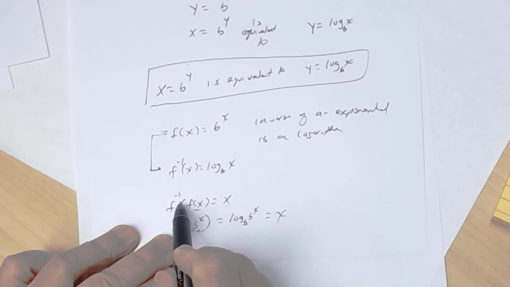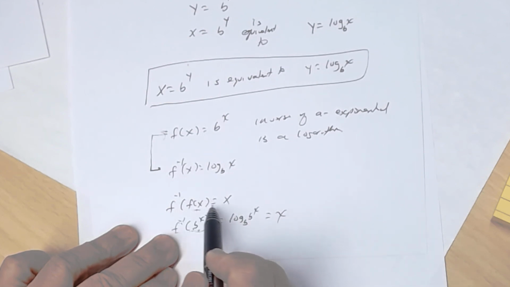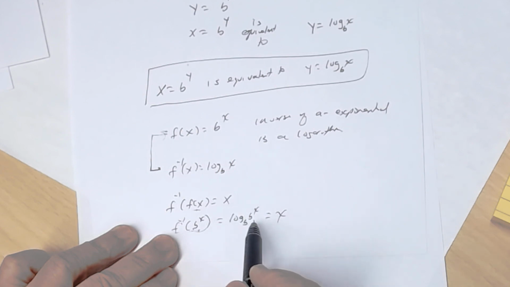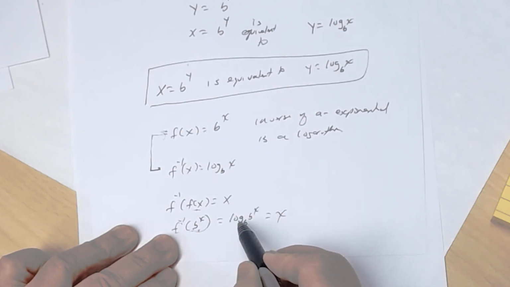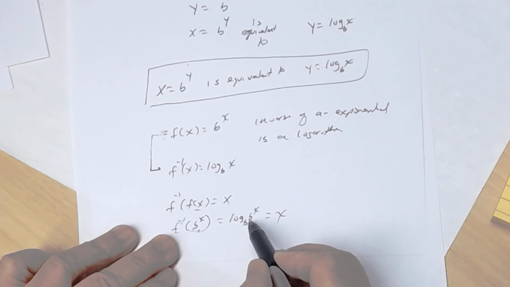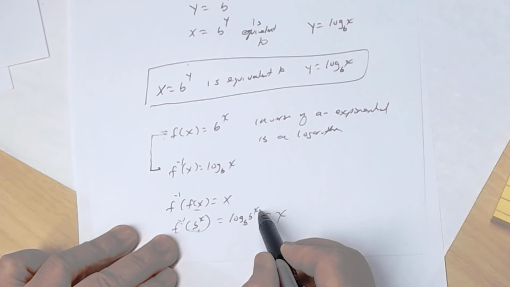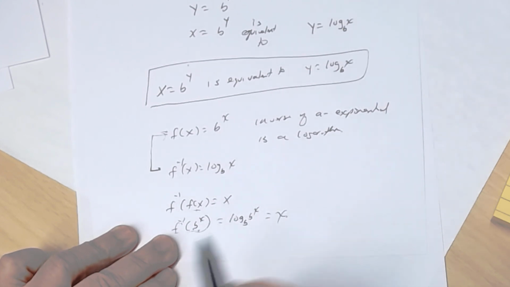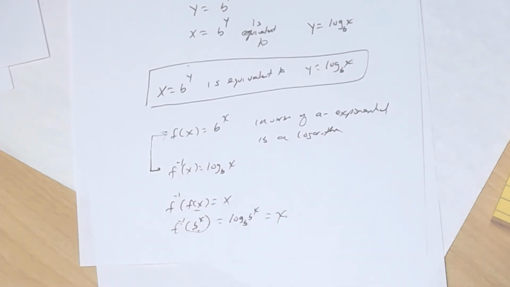But I know that these are inverses of each other. So when I take f of x and place it inside the inverse, I get x. So this is just x. The point is this: whenever you're taking the log base b of the same base raised to a power, then the answer is just the exponent. So then that goes back to this right here.